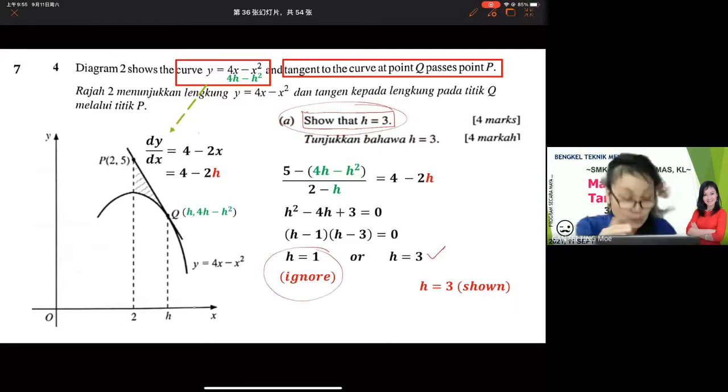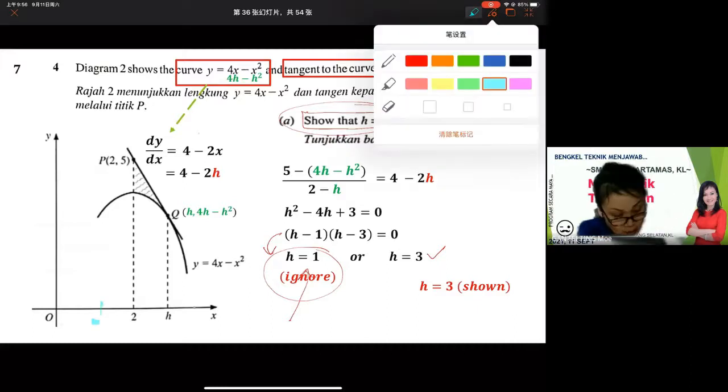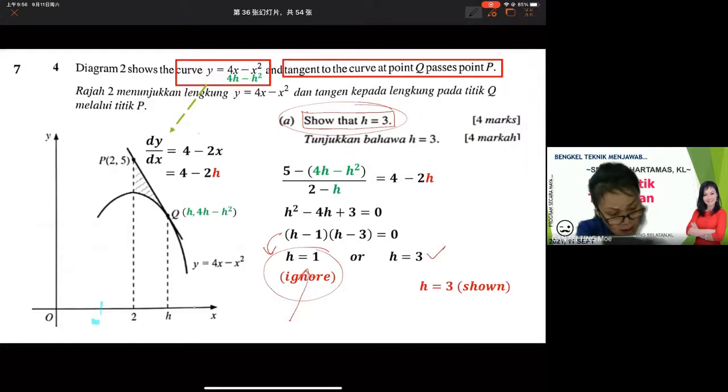But then why do you ignore 1? Can you please tell me, if h equals to 1 is one of the answers from my factorization, it means that this one is also part of the diagram. Can you please tell me where is the line of this? Okay, let's say in exam, if they ask you to justify, thinking skill, please pay attention, based on the graph. Okay, very good. Your answer is correct. Okay, how come 1 is one of the answers?